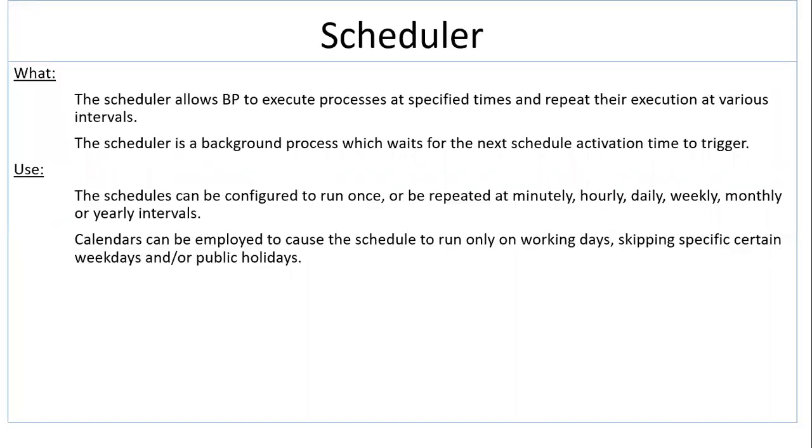So what is a scheduler in BP? The scheduler allows Blue Prism to execute the process at a specified time and repeat the execution at various intervals. The scheduler is a background process which waits for the next schedule activation to get triggered. So the scheduler is going to trigger your process based on the time intervals or the time which the user has defined in the BP calendar.